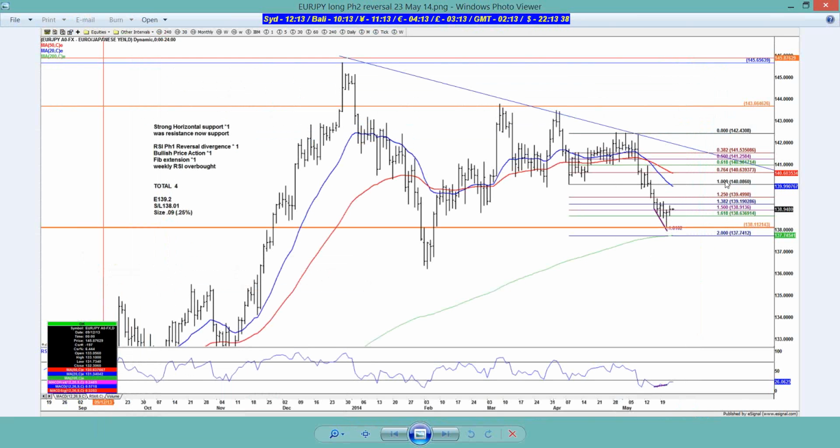Strong horizontal support I presume that goes way back. Was resistance, now support. Divergence, bullish price action, fib extension, weekly RSI overbought. Your RSI is the right, I can't see, RSI 6. Yep, cool. Good. Risking 0.25%, fabulous.